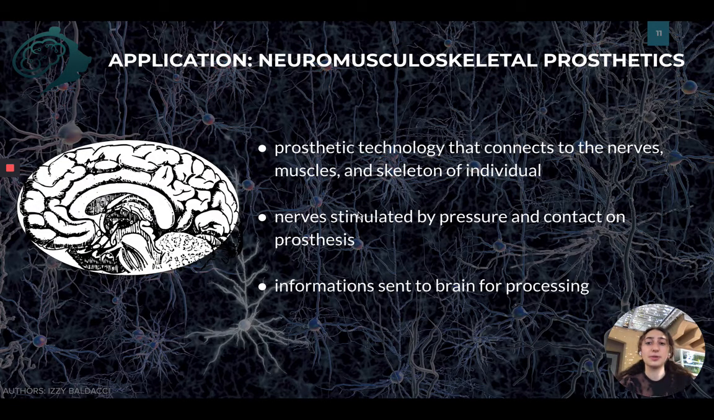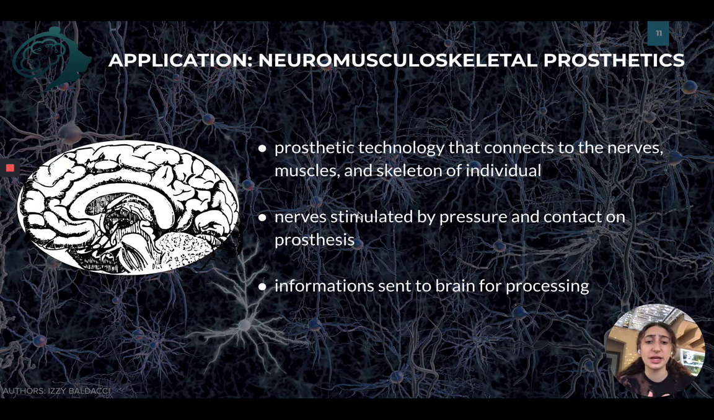So a really interesting application of a lot of the subsystems we just talked about is neuromusculoskeletal prosthetics. The nice thing about this application is that it's pretty self-explanatory from the name. So let's break this down. Neuromusculoskeletal: neurons, muscles, and skeleton. So really what's happening here is that the prosthetic is connecting to the individual's nerves, muscles, and skeleton. We are basically maximizing the points of connection between the prosthetic and the human body.